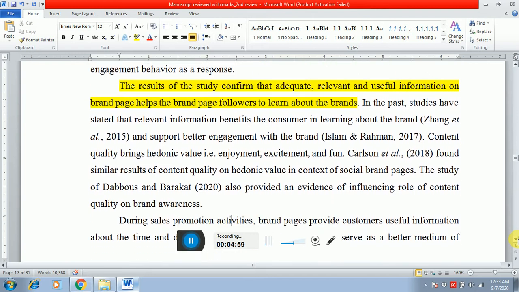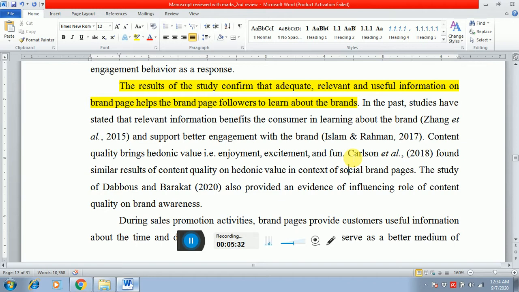Now, you have seen that the results of content quality with hedonic value were significant in your study, so you have to mention it and support your findings with the past study. So in short, you have to support every finding of your study with the past study. You have to compare and contrast the findings of the study with the past studies.